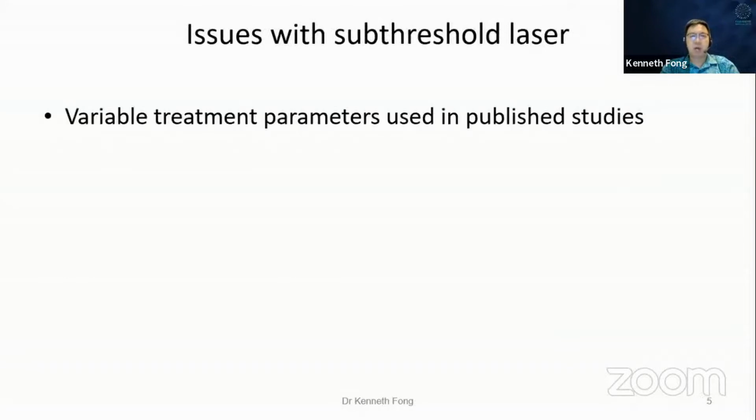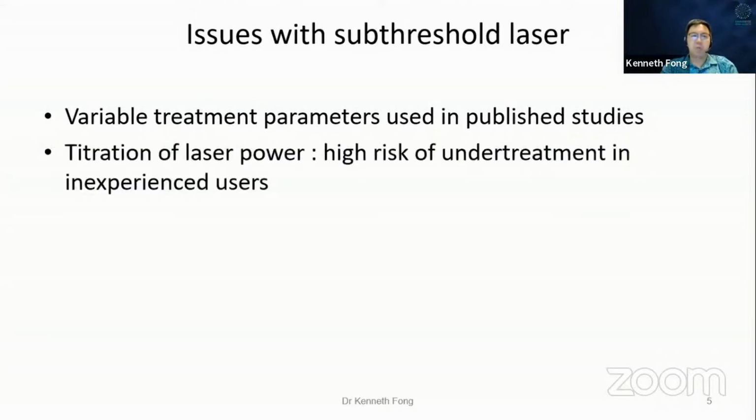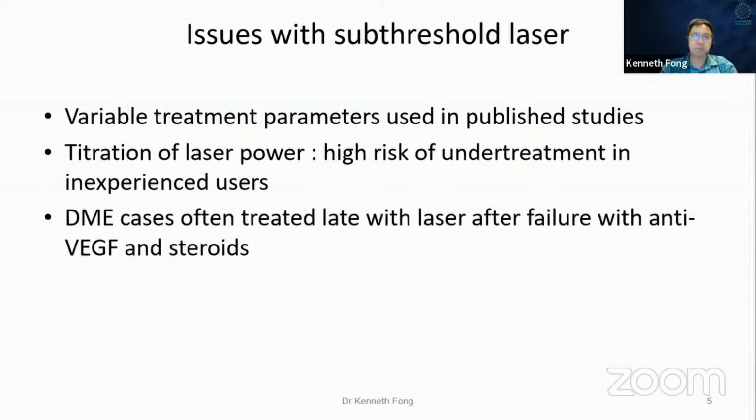What are the main issues with subthreshold laser? Number one, all the published studies use different parameters. They might use 5% duty cycle, they may use 10%, or they may use 15% duty cycle. Some use a fixed burn power, some use titration of the power. And there's a high risk of undertreatment. If you are starting up, you're often very scared of increasing the titration of laser power to cause a scar.